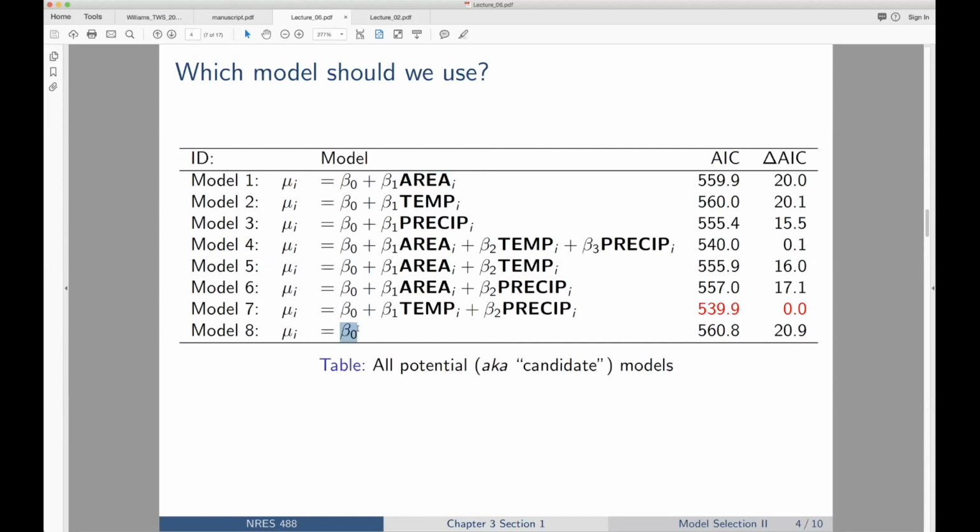We also talked about our null model, which represents basically even simpler than simple linear regression. It's just an average of the Y data. And so we have all these hypotheses of what's driving species richness. And we want to choose which hypothesis is best. Which hypothesis do our data support?